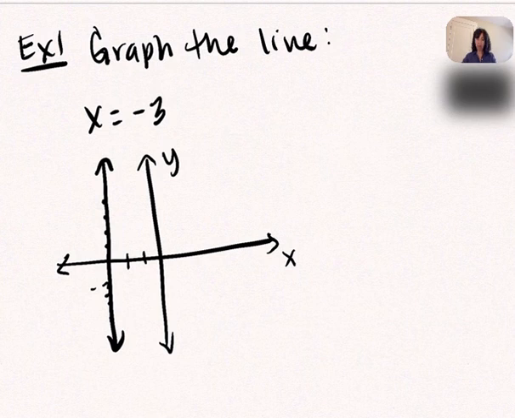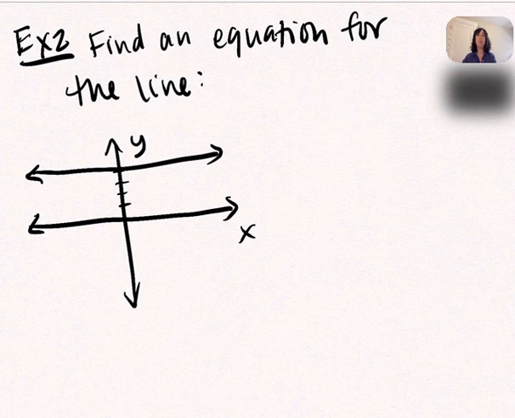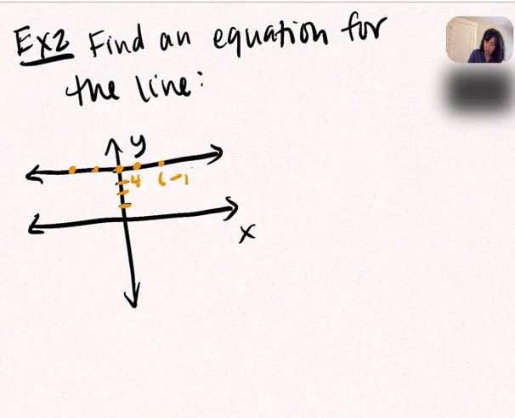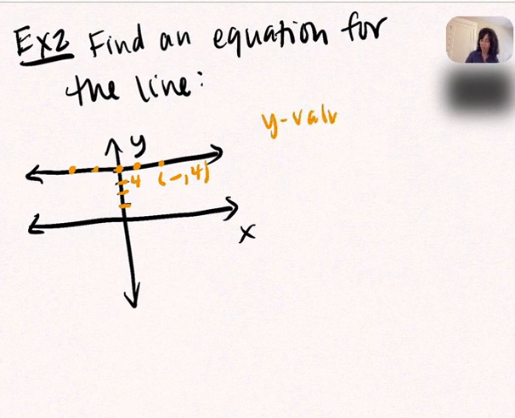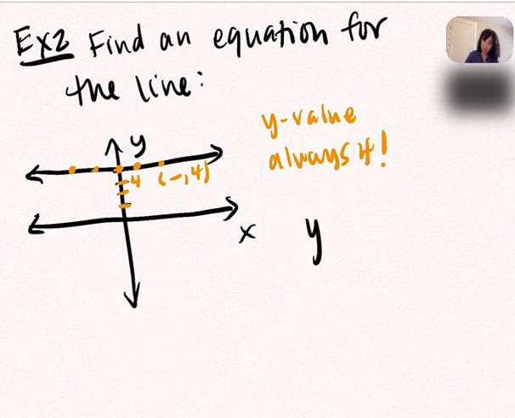Okay, let's take a look at another example. We're going to find the equation for this line in this picture here. Notice it's a horizontal line, so I know the equation is going to be either x equals something or y equals something. Now, if I take a look at all the points on this line, they all have something in common. They all have y value equal to 4. So any point here is going to be something, comma, 4. The y value is always 4 for every point on the line. This tells us that the equation for this line is y equals 4.